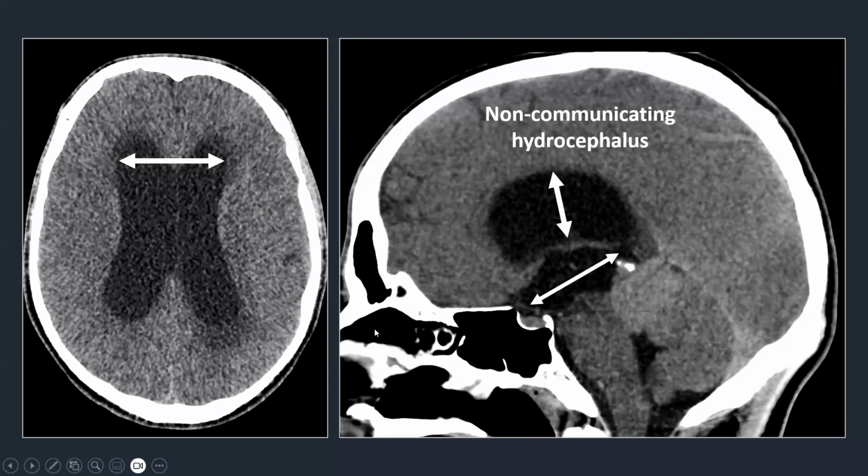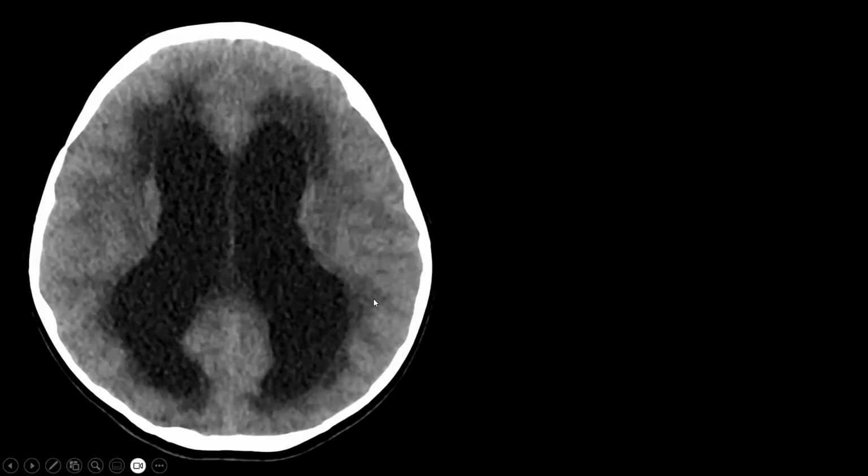Can't be seen. Why not? Well, first of all, because there is compression of the cerebral aqueduct, no communication is possible between the third ventricle and the fourth ventricle, so we are dealing with a non-communicating hydrocephalus. And the hydrocephalus is caused by a large pineal gland tumor compressing the cerebral aqueduct.